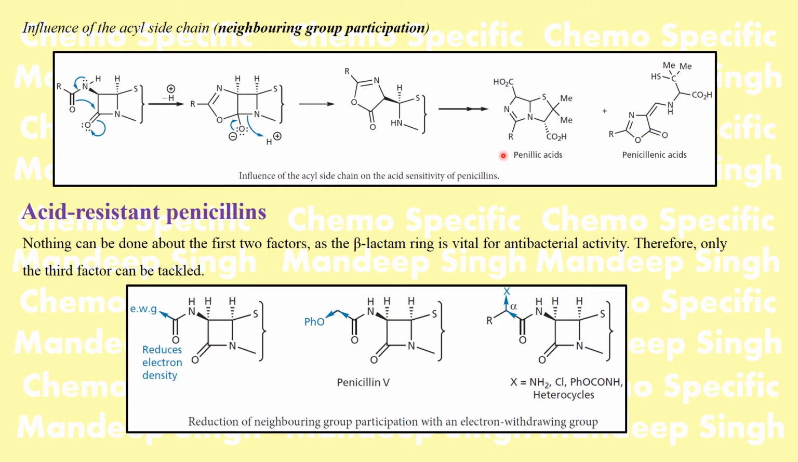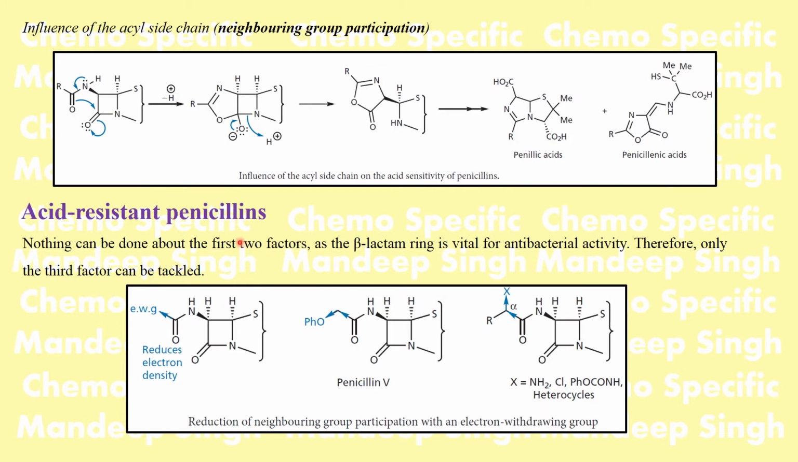These are the various types of fragmented compounds you may get, and usually this happens in the case of penicillin G. Depending upon the kind of acyl side chain you have, these are the side products that you may get, as a result of neighboring group participation. So acid sensitivity is due to three problems. The first is ring strain. The second is that the beta lactam carbonyl behaves like a carbonyl rather than a lactam. The third is the influence of the acyl side chain.